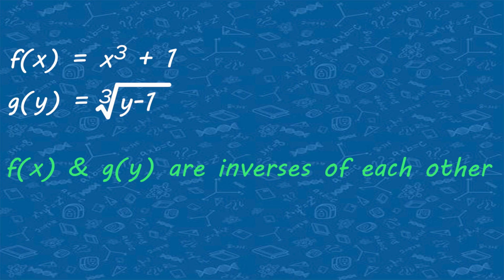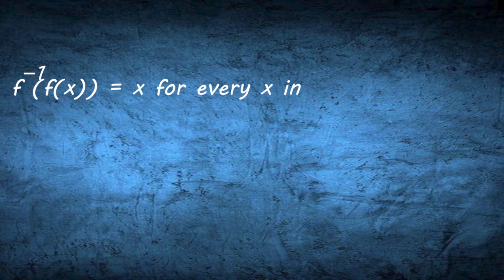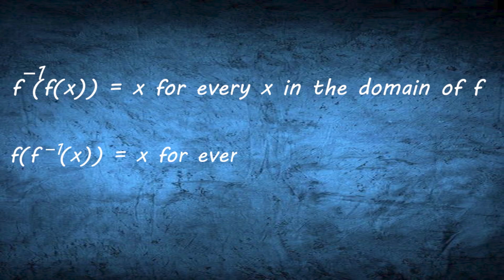The next point is that f inverse of f of x is x for every x in the domain of f, and f of f inverse of x is x for every x in the domain of f inverse. This is another way to check whether two functions are inverses or not.